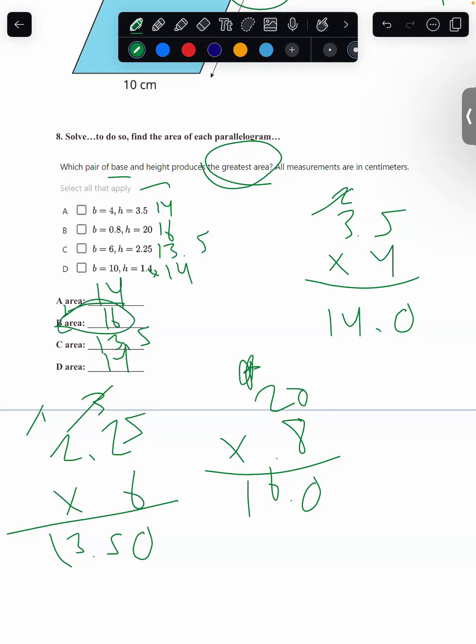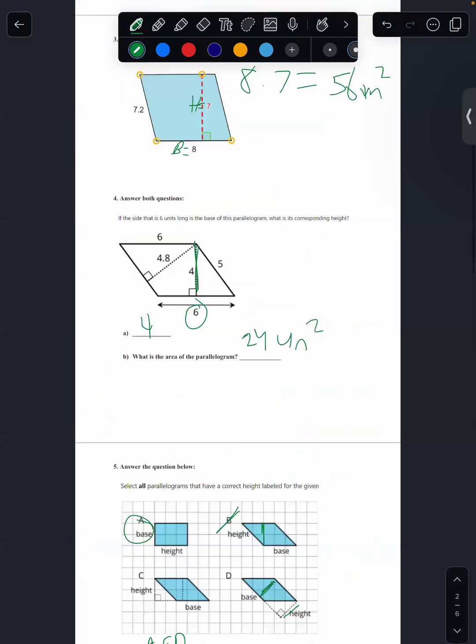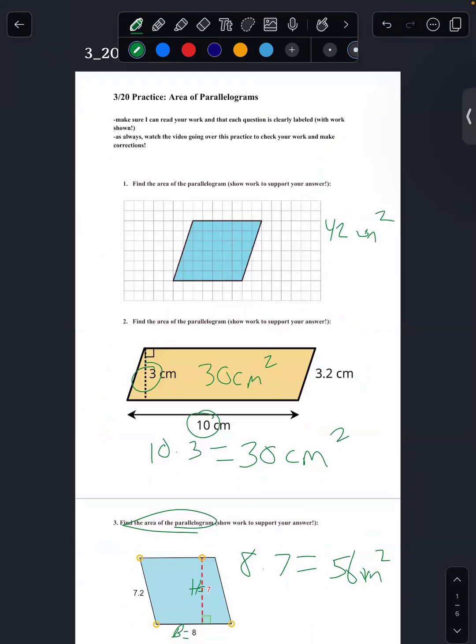All right, so make sure you have work shown for each problem and then turn in your 320 practice.